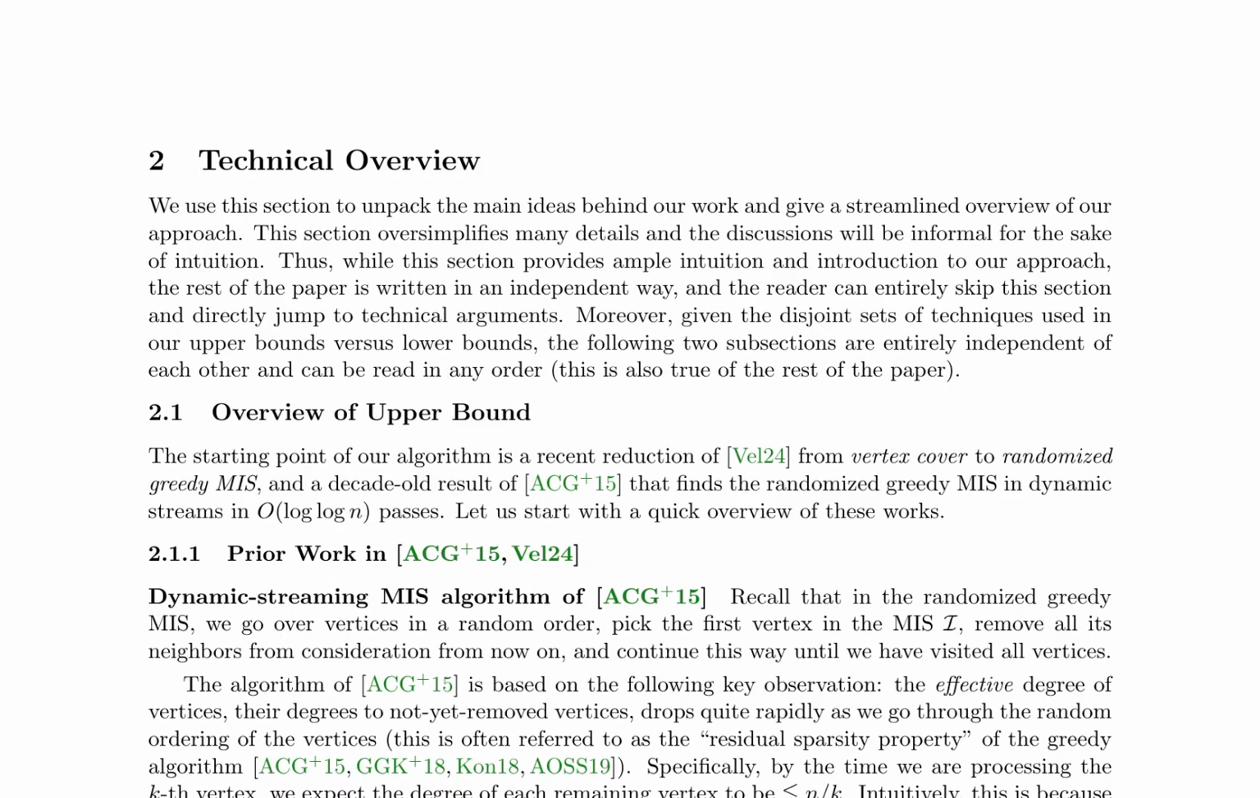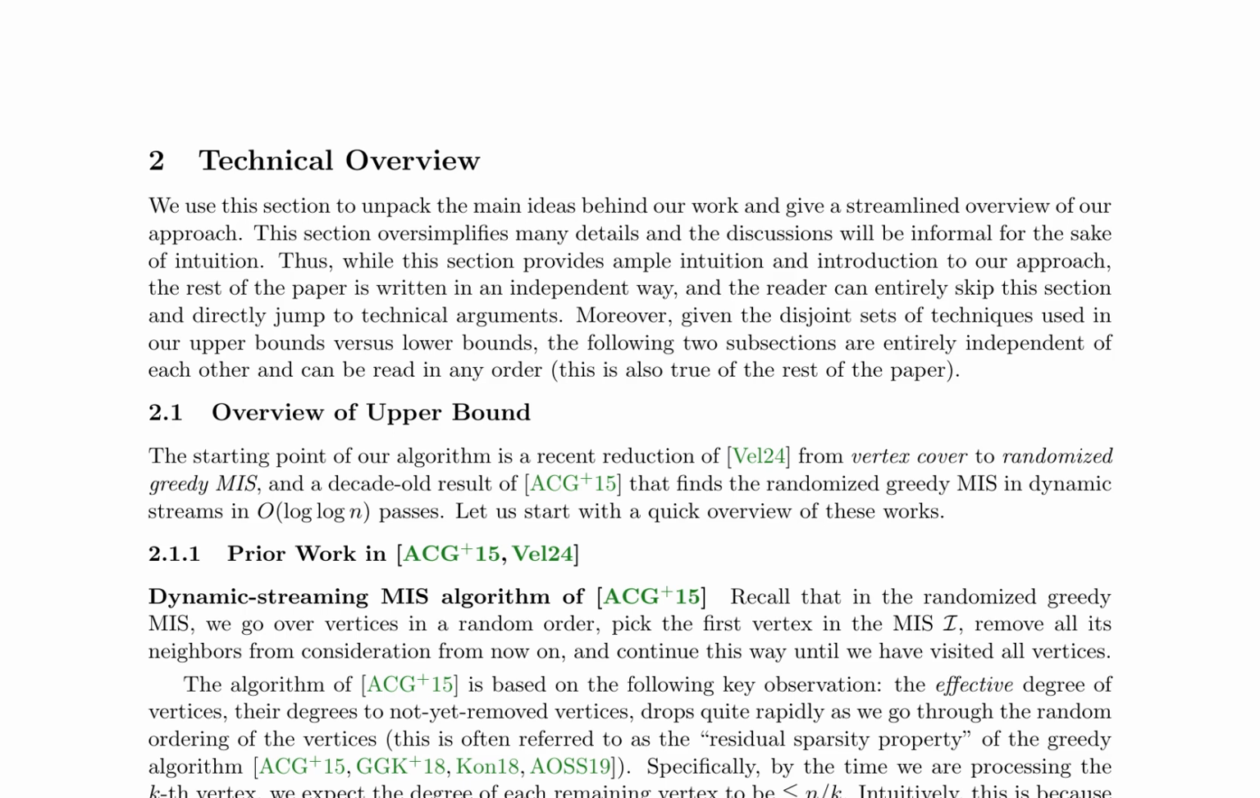The algorithm presented in this work builds upon two key results: a recent reduction from vertex cover to randomized greedy MIS by Veld 24, and a decade-old result by ACG+15 that finds the randomized greedy MIS in dynamic streams in O(log n) passes.